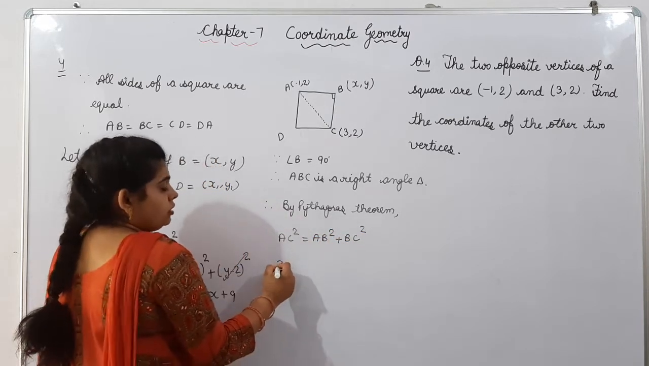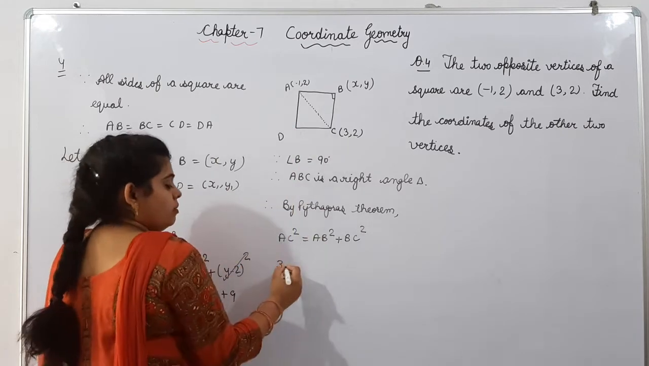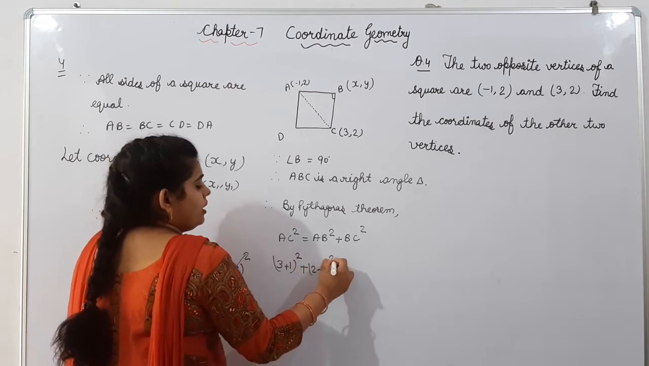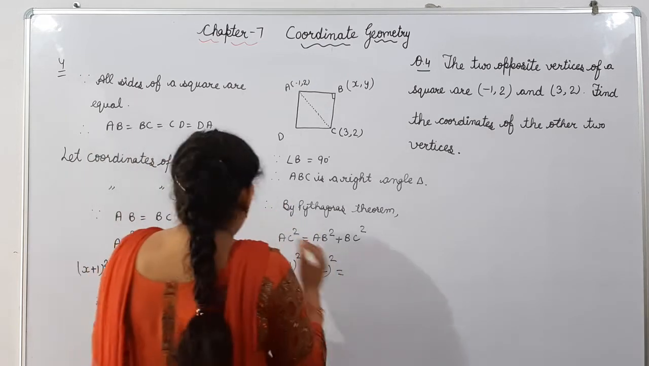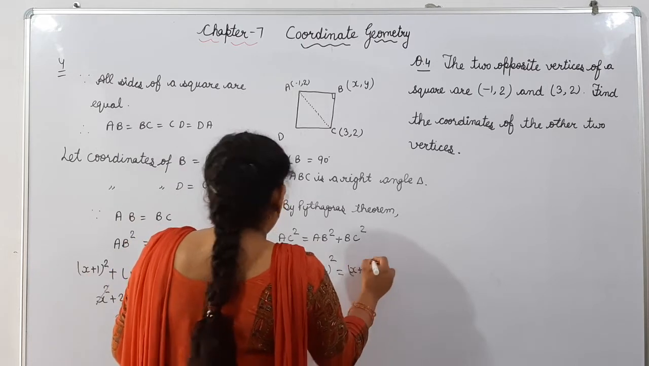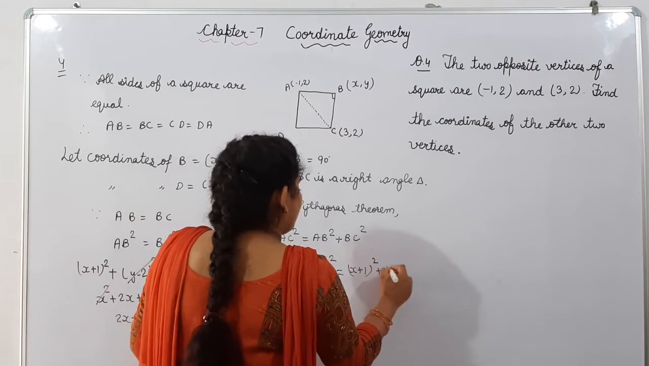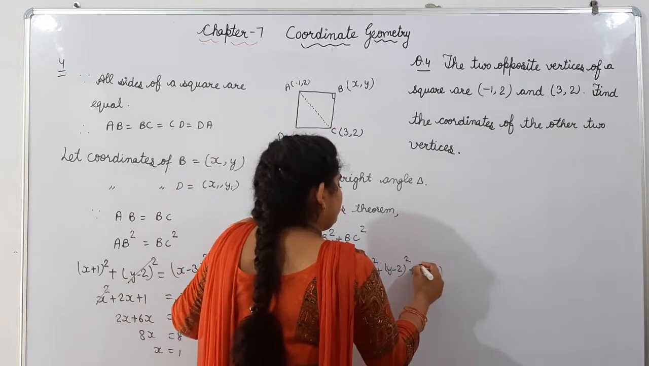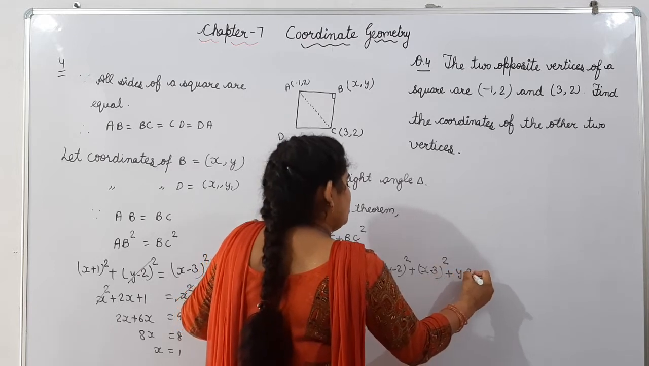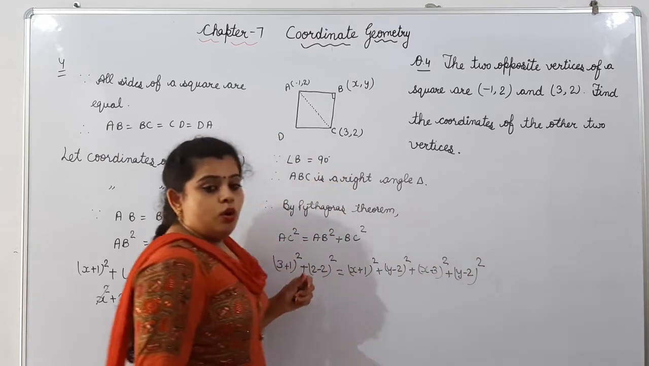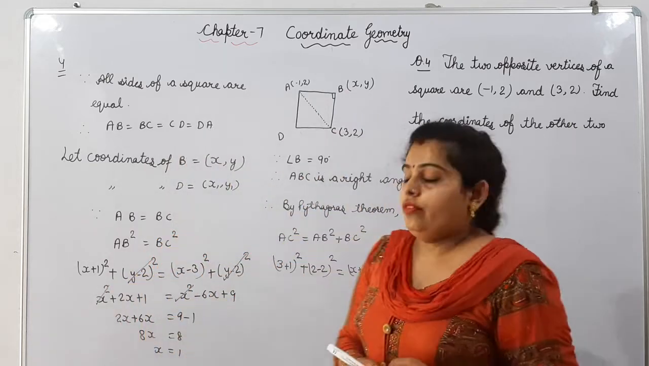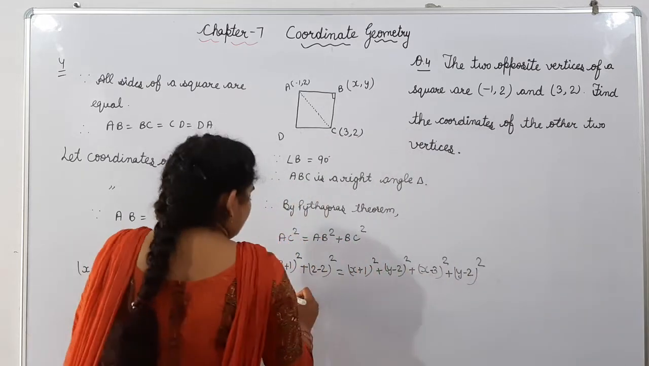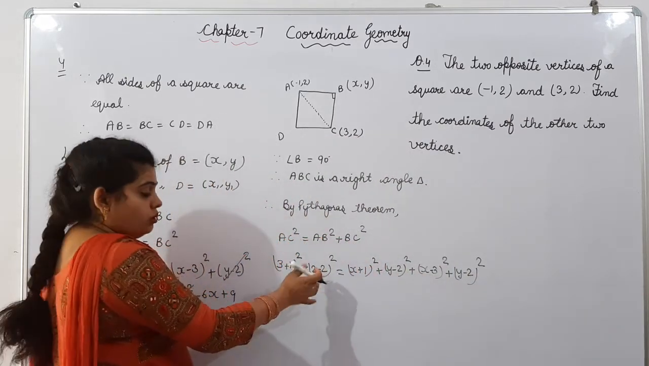AC means 3 minus minus 1 means plus 1 whole square plus (2 minus 2) whole square, and it is equal to AB square. AB square is (x plus 1) whole square plus (y minus 2) whole square. BC square is (x minus 3) whole square plus (y minus 2) whole square. Now we will solve these equations. How we will solve? 3 plus 1, 4. 4 square is 16. 2 minus 2, 0 means 0.